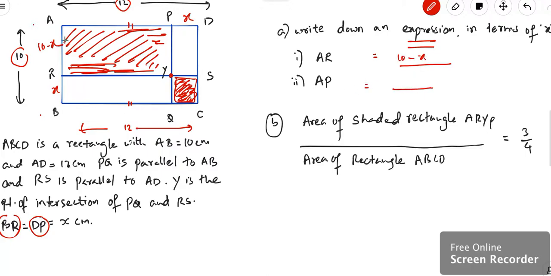What about the length of AP? This is also x, and we've got the complete length as 12. So AP would be 12 minus x. Whatever length of x you are getting, you just subtract it from 12.